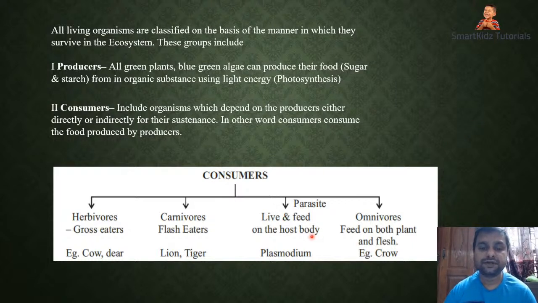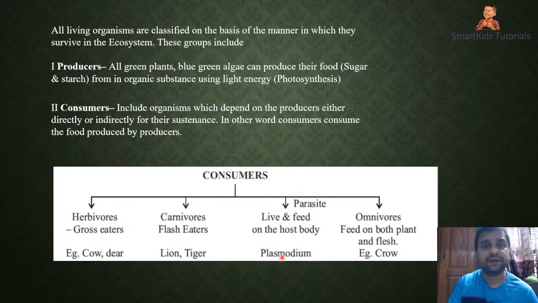Then you have a fourth category under consumers known as parasites. So parasites feed on live animals, and sometimes they feed on dead animals as well. So they have a host body. The example that is given here of feeding on a host body is Plasmodium, a protozoan which is responsible for causing malaria in us. Of course, most of the time we mistakenly say that malaria is caused by mosquitoes. It is not caused by mosquitoes, it's caused by this Plasmodium. Mosquitoes just act as vehicles in which they travel and get transferred.